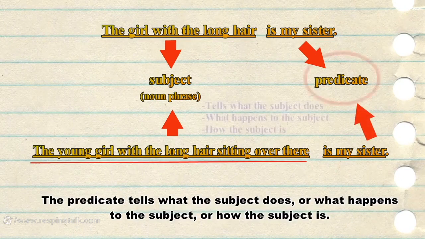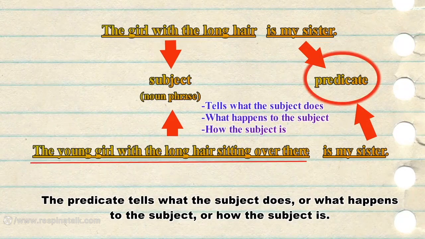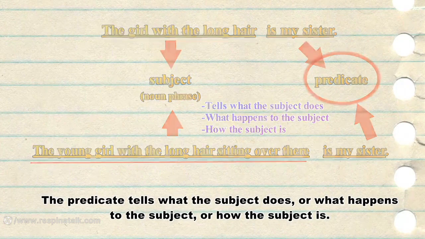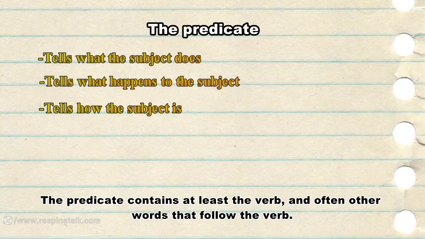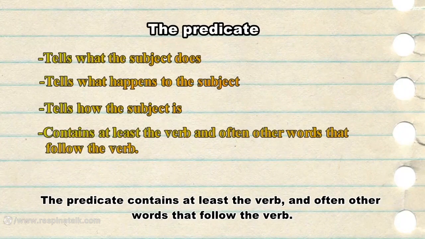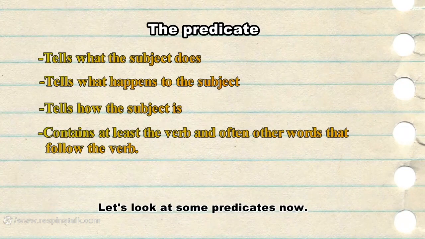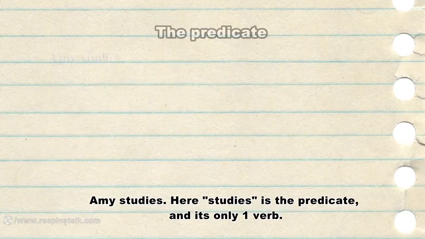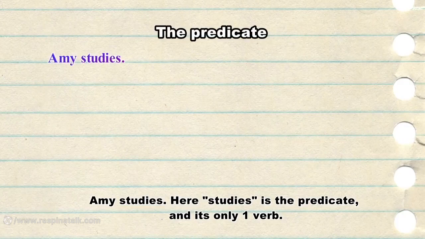Now, the predicate tells what the subject does, or what happens to the subject, or how the subject is. The predicate contains at least the verb and often other words that follow the verb. Let's look at some predicates now. Amy studies. Here, studies is the predicate, and it's only one verb.